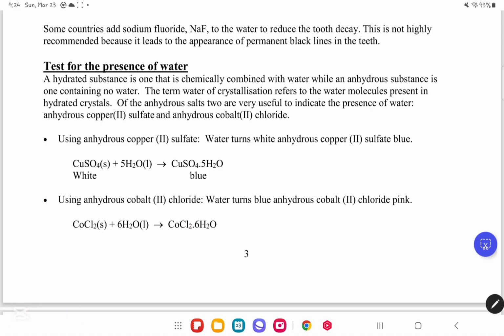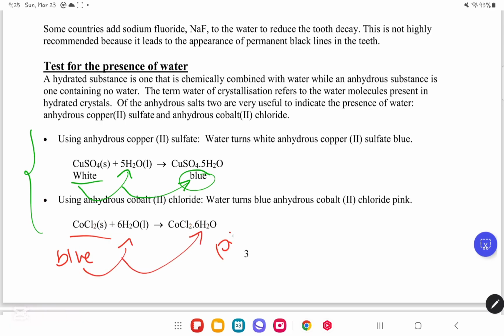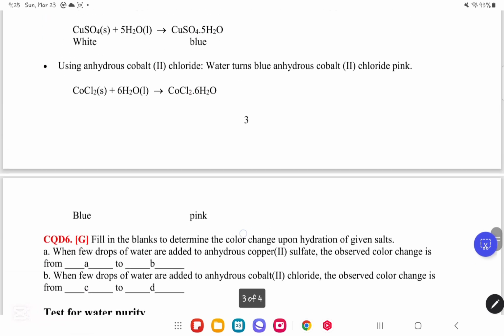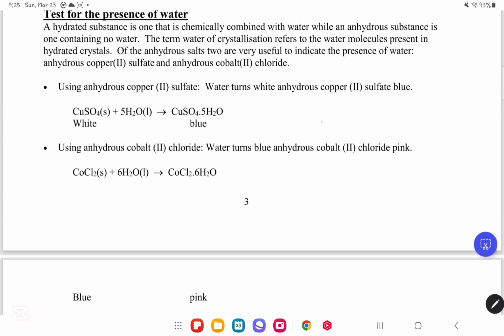dichloride. So what you need to remember is that anhydrous copper sulfate turns from white to blue with water. So when the anhydrous substance, copper sulfate, which is white, is added to water, it will chemically combine with water to produce a blue substance. Okay? Same thing with cobalt dichloride. When cobalt dichloride, which is originally blue, reacts with water, it will chemically combine to produce something that is pink. Alright, so just keep these in mind. So anhydrous copper sulfate goes from white to blue, whereas anhydrous cobalt chloride goes from blue to pink.